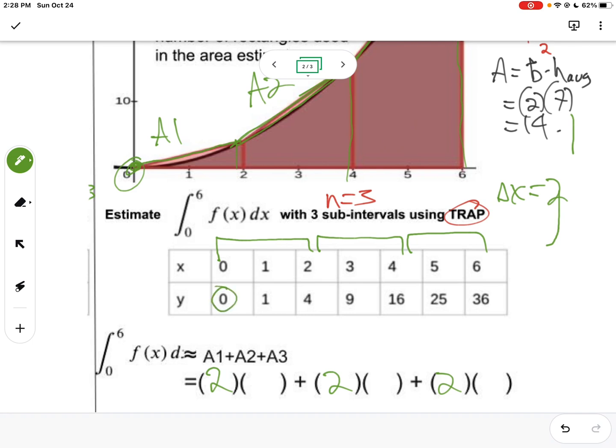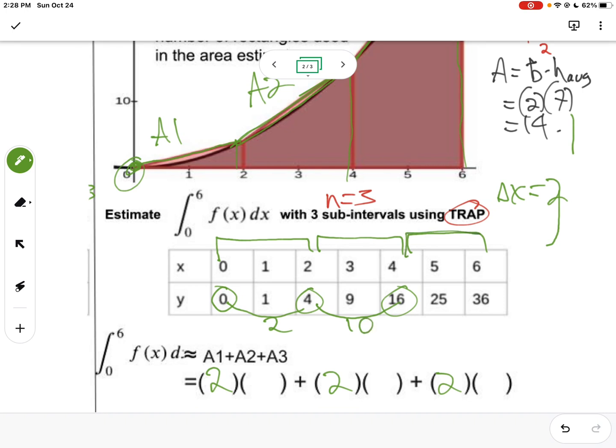Well, I've got to get the average y value. What's the average? So I go from the left to the right, and I add them together and divide by 2. So 0 plus 4 is 4, divided by 2 is 2. Next one, 4 and 16. So the left side has a y value of 4, the right side has a y value of 16. And 4 plus 16 is 20. What's the average of that? 20 divided by 2 is 10.